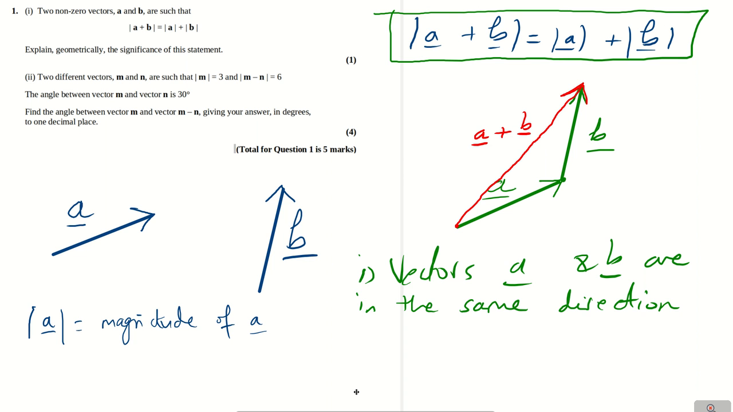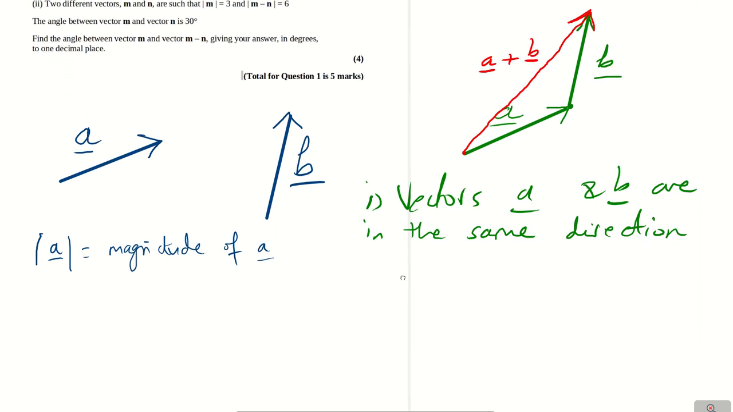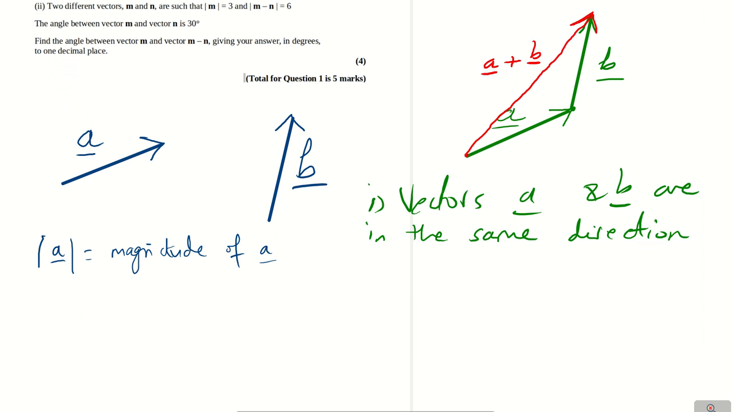Okay, now part B. Part 2 gives us a new situation, and it tells us about some more vectors, the vectors m and n. It tells us that the vector m has a magnitude of 3, and the vector m minus n has a magnitude of 6, and it also tells us the angle between the vectors m and n is 30.